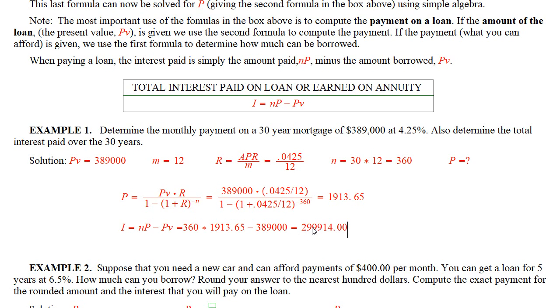So $299,000 in interest. The house cost $389,000, and we paid almost $300,000 in interest. We almost paid for this house twice, which is a little crazy. And the reason is because it's a very long period of time, a 30-year mortgage, and you've got exponential growth working against you instead of for you. So this is realistic. Trying to get some money sense on a 30-year mortgage, you usually end up paying for your house twice.